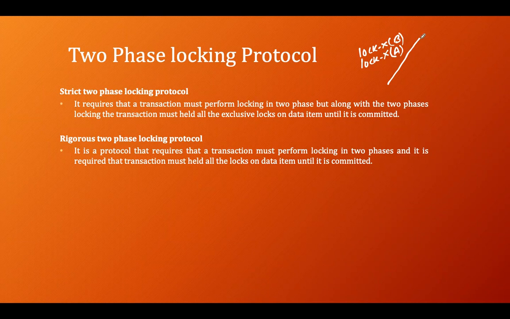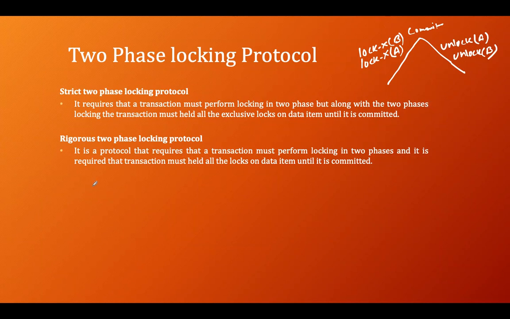And you don't have to unlock till you commit. So after commit operation only, we'll go to the shrinking phase for unlock. So this is called strict two-phase locking. Means you have to be strict on taking the lock.